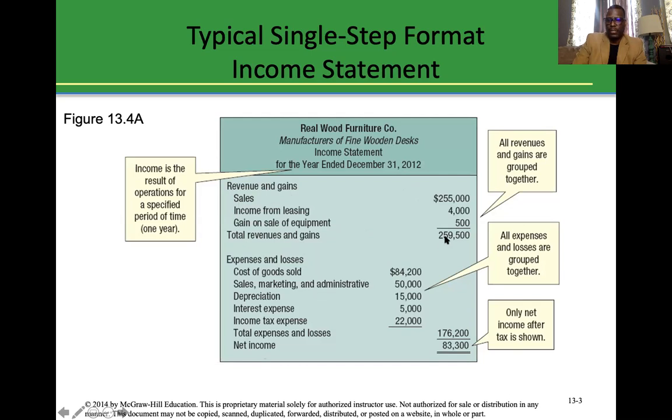The difference between the 259,500 and the total expenses and losses of 176,200 will give you a net income of 83,300. If these numbers were flipped, then of course it would be a net loss, because then the expenses would exceed the income or the revenues. So again, net income whenever your revenues exceed your total expenses.